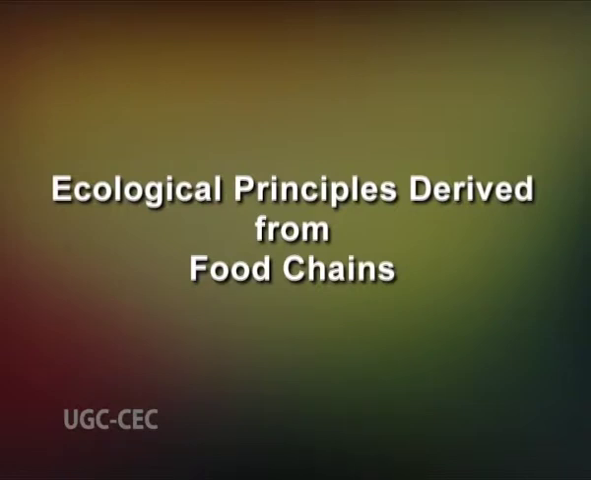Ecological principles derived from food chains. 5 important ecological principles emerge from the study of food chains. To be complete and self-contained, a food chain must always begin with photosynthesis and end with decay. A food chain must get energy from outside to keep going. The shorter a food chain, the more efficient it is. The more steps it has, the greater the wastage of energy.